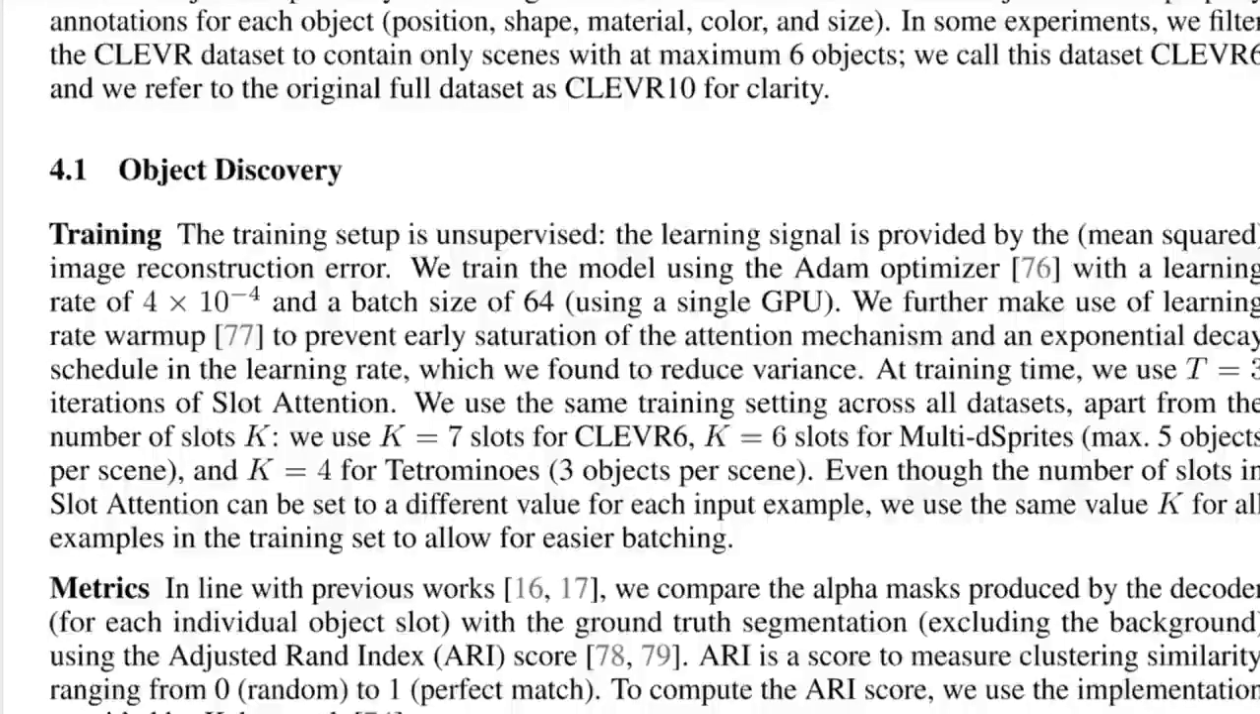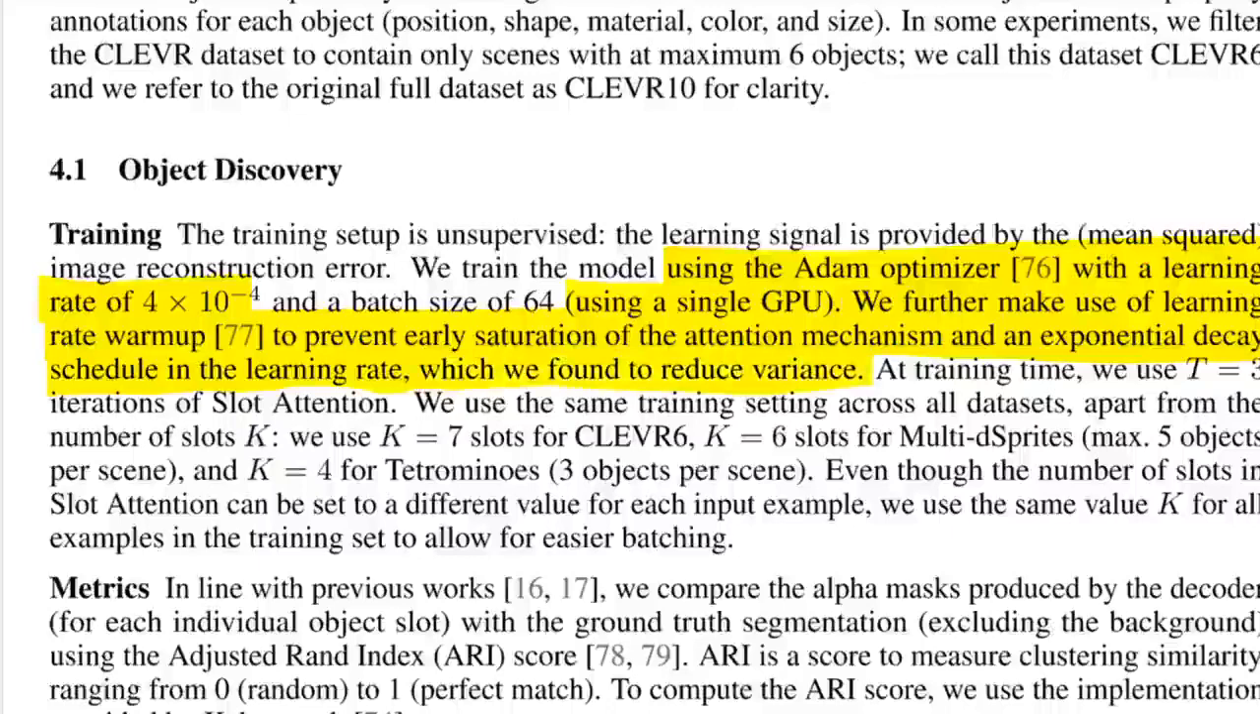So for example, one example right here is, they say we train using the Adam optimizer with a learning rate and so on. They use a single GPU. We further make use of learning rate warm-up to prevent early saturation of the attention mechanism and an exponential decay schedule in the learning rate, which we found to reduce variance.